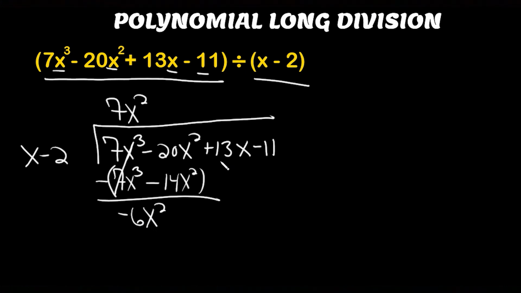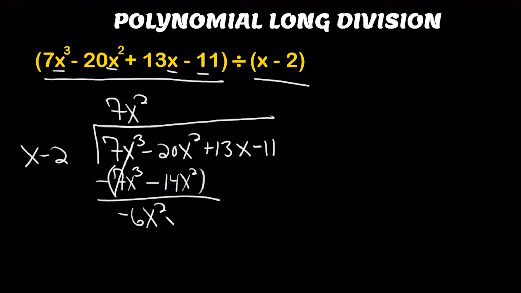My next term is right here, 13x. So the number of terms that you bring down should always equal the number of terms that you have on your divisor right here. My divisor has 2 terms. That means I always want to have 2 terms down here at all times, meaning I have to bring down 1 term, okay?